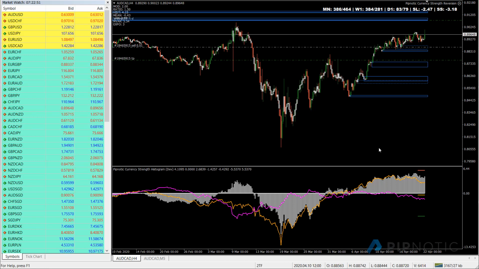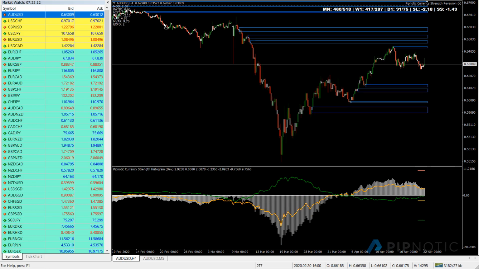Another question was, how do you combine supply and demand with currency strength? And while I feel we've been over this question many times, I just want to take the opportunity to cover it once again, because maybe my last explanations weren't very clear. So let's have a look at a chart.